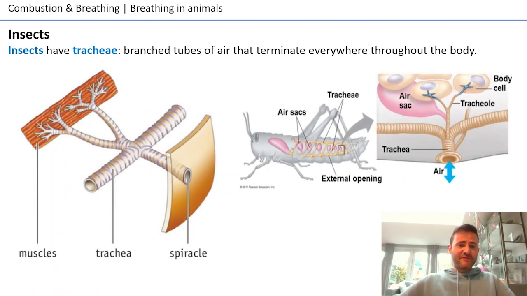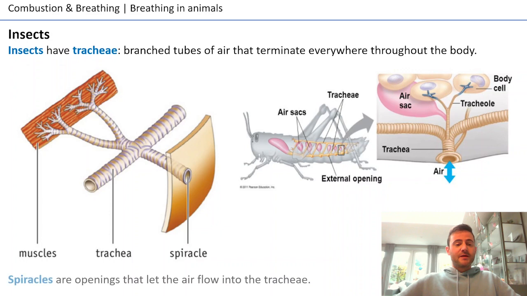So insects have a completely different way of breathing, and insects have trachea, and those are branches of tubes that carry air throughout the body. Now you can see them here in the middle, and these tubes make sure oxygen reaches every part of the insect. The spiracles, you see them here, are small openings that let air flow into the trachea.